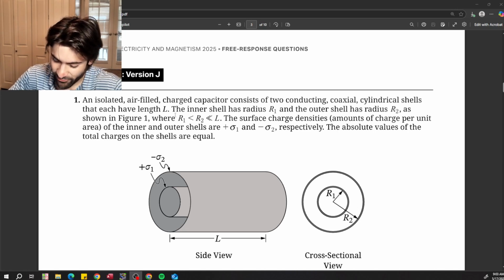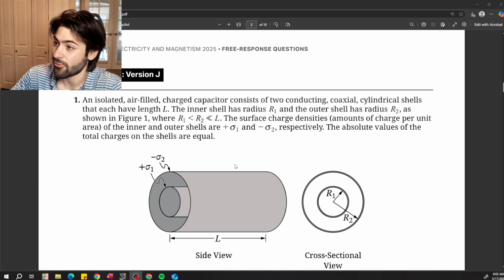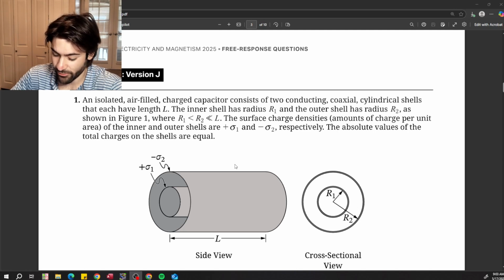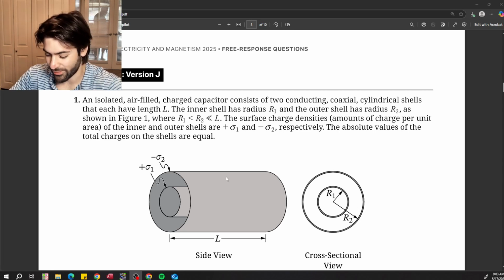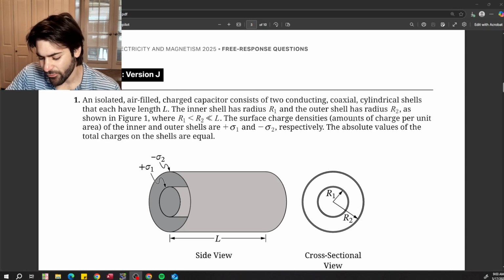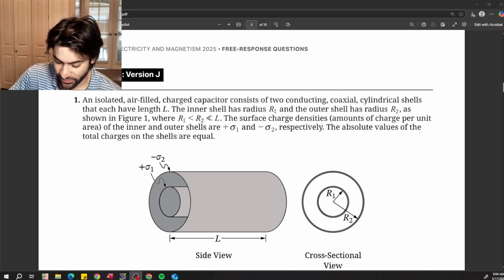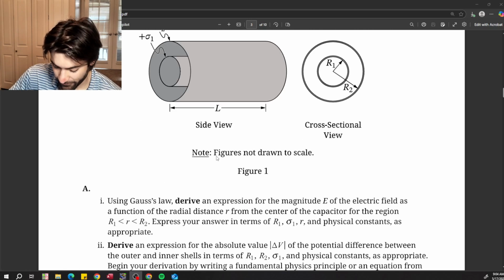First, we have an isolated air-filled charged capacitor that consists of two conducting coaxial cylindrical shells that each have length L. The inner shell has radius R1 and the outer shell has radius R2, as shown in figure 1, where R1 and R2 are much less than the length, which means that you can essentially assume that this is an infinitely long cylinder. That may help us to use Gauss's law to derive expressions for the electric field. And you also have surface charge densities for both the inner and outer shells. The absolute values of the total charges are equal. So they're equal and opposite charges.